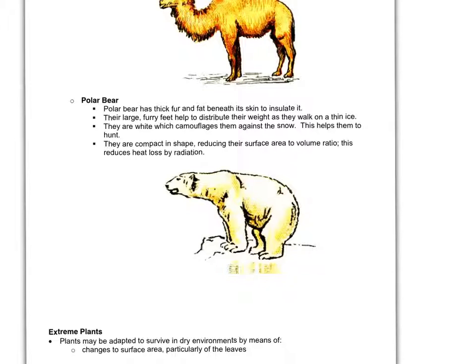The advantageous adaptations that a polar bear has are thick fur and fat to insulate it, keep it warm, having large furry feet to distribute their weight as they walk on thin ice so they don't crash through it, their white fur acting as camouflage which helps them hunt, and also in this case actually reducing their surface area to volume ratio to reduce heat loss, the opposite to the camel.